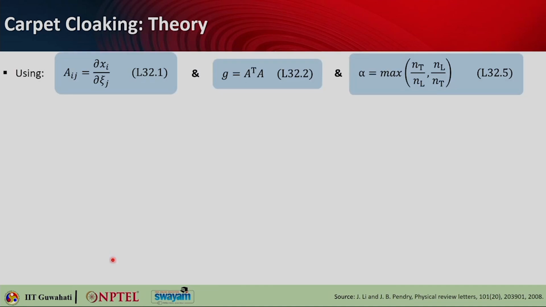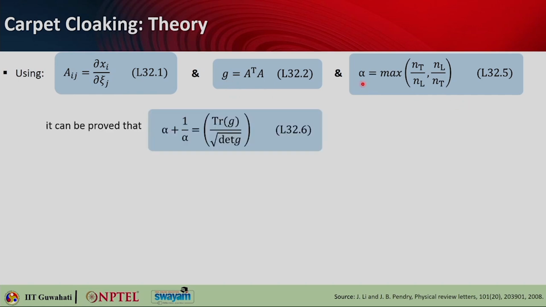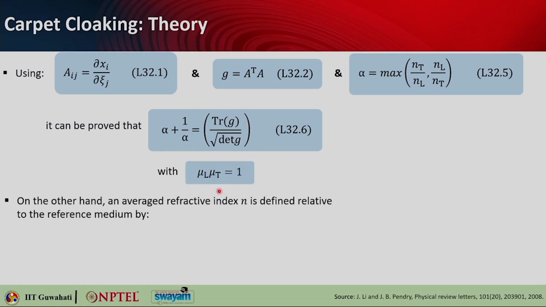So, we have got all these things for our carpet cloaking. We first got the Jacobian matrix, then we have the covariant matrix. We also find the anisotropy factor, and you can prove that alpha plus 1 over alpha is basically the trace of the covariant matrix divided by the square root of the determinant of G. Trace is basically the summation of the diagonal elements of this matrix. And this assumes that mu_L and mu_T are 1.